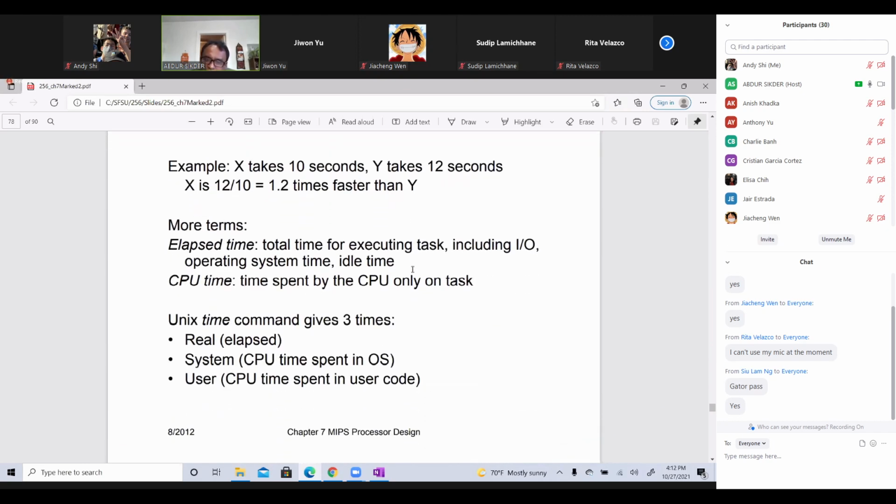Example, X takes 10 seconds, Y takes 12 seconds. So 12 divided by 10, X is 1.2 times faster than Y. It will take less time.